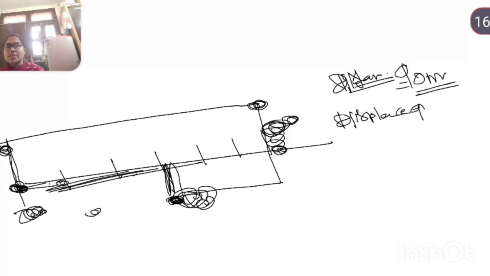But displacement is final position minus initial position, that is 30 minus 0. Final is 30 meters and initial is 0, so this is 30 meters. So here we observe that the distance is greater than the displacement.